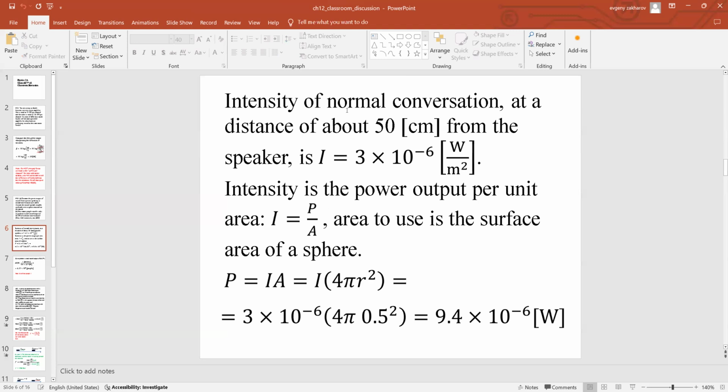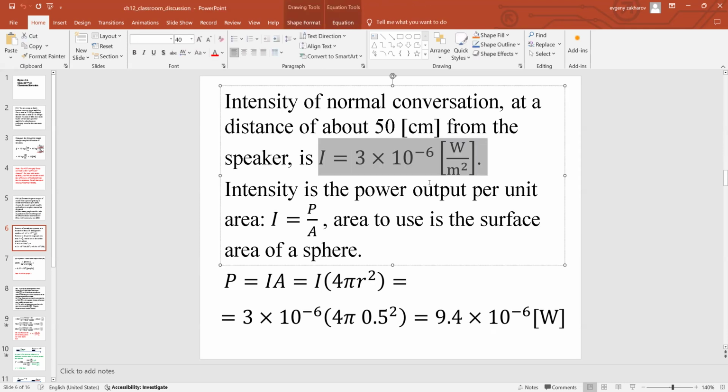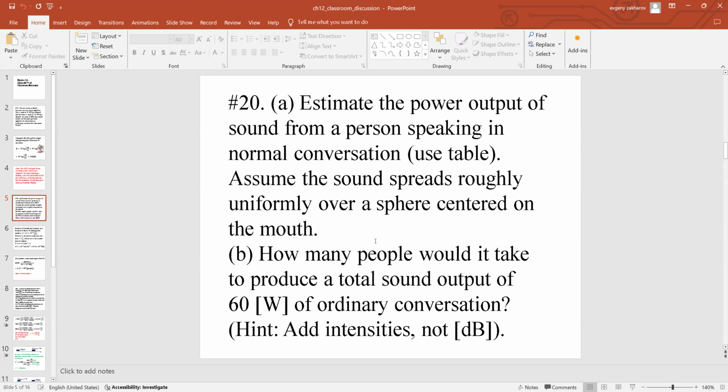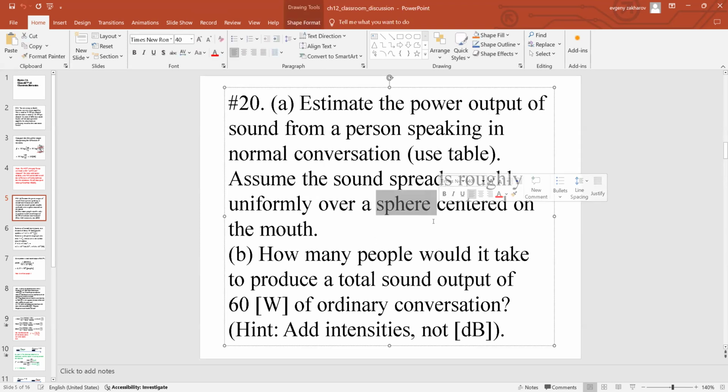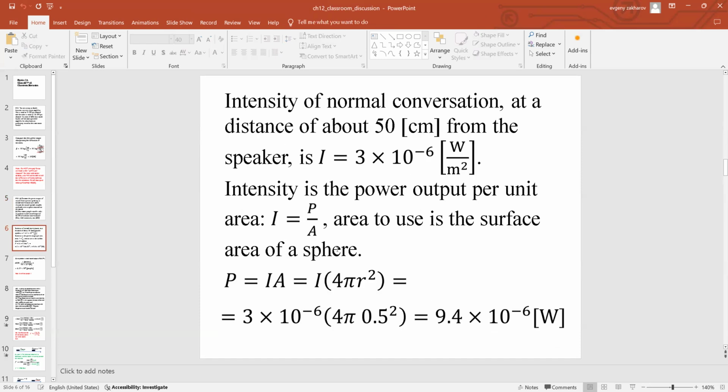First of all, the intensity of a normal conversation at a distance of about half a meter, 50 centimeters, is approximately this much. We got this number from the table, which corresponds to, I don't remember, 50 or 60 decibels. Either way, this is your SI unit for intensity, and intensity is power per surface area. So what kind of a surface? It says it's a sphere, so the surface of a sphere is 4 pi r squared.